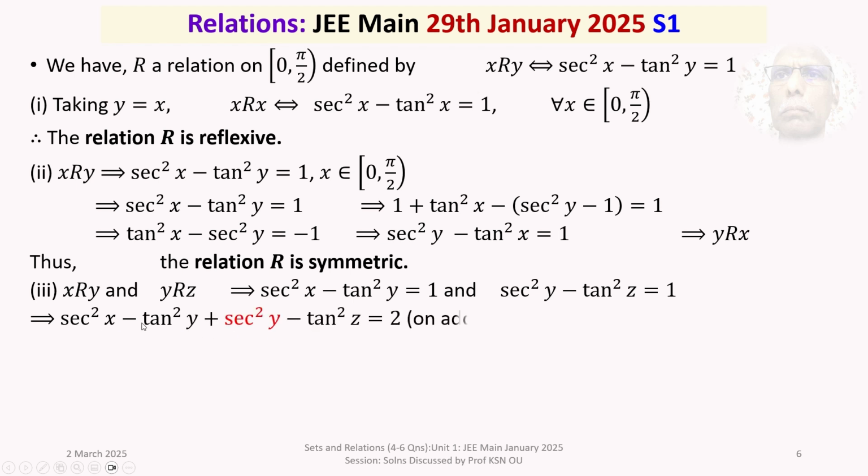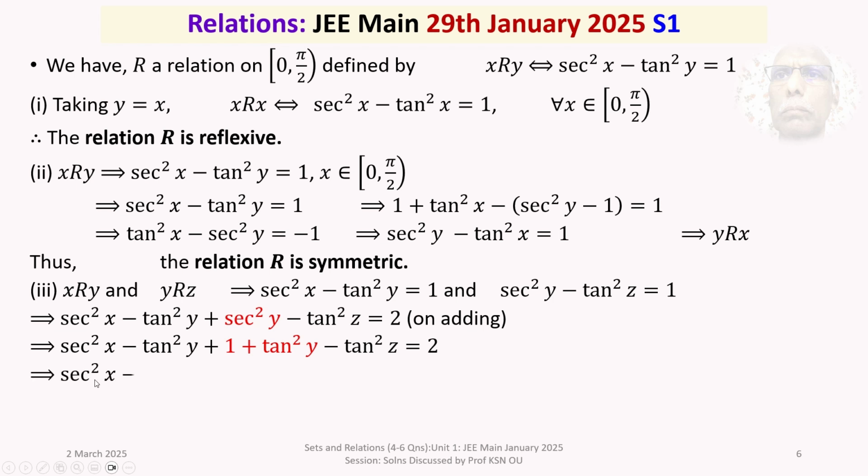So secant square x minus tan square y plus secant square y minus tan square z is equal to 2 on adding. For this secant square y, which is written in red, write 1 plus tan square y. Right. Tan square y cancels. And on the right hand side we have 2. Send this 1 to the other side, you will get 2 minus 1 is equal to 1. Then after simplification you will get secant square x minus tan square z is equal to 1. This implies x related to z.